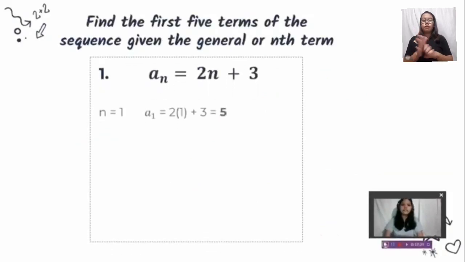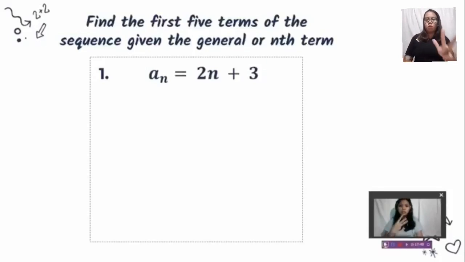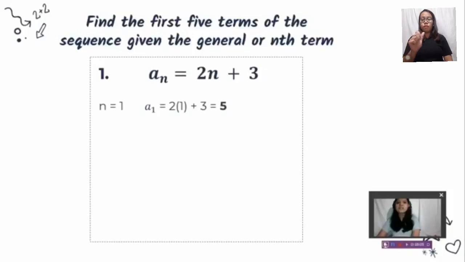So for our example, the general term is a sub n is equal to 2 times n plus 3. To get the first 5 terms, we need to substitute 1, 2, 3, 4, and 5 for the value of n. Let's start with n equals 1. So a sub 1 is equal to 2 times, substitute n by 1, 2 times 1 plus 3. So 2 times 1 is 2, plus 3. Our a sub 1 is 5.